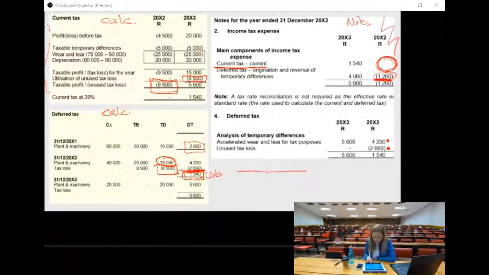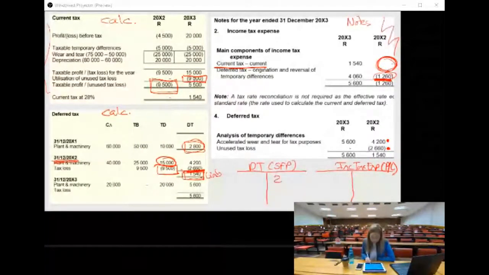Good. So we have these two T accounts. This is my deferred tax SFP account, and this is my income tax expense P&L account. So the opening balance for 20X2, the opening balance on the deferred tax account was a liability balance of 2,800. Now we do our deferred tax calc at the end of the year, and we see that we now have a deferred tax closing balance of 1,540.